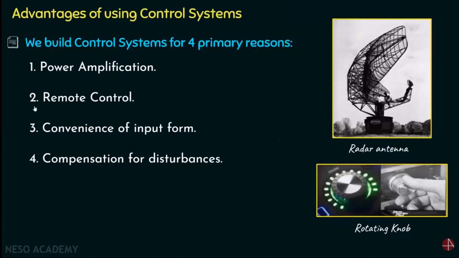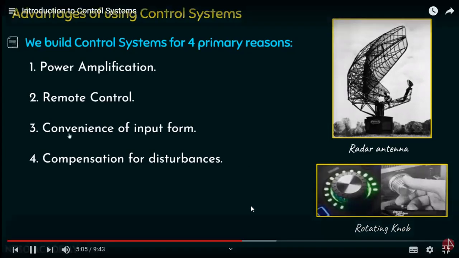Now let's move on to the third reason, which is convenience of input form. Again, whenever we need to rotate this antenna, we are rotating this knob or we are repositioning this knob. In this way, we are changing the form of the input. We can have one more example in this case. Suppose we are inside air-conditioned room and we need to decrease the temperature inside the room. Then in that case, we will use the remote control to decrease the temperature of the air conditioner. So in this way, the control systems are also useful to provide convenience by changing the form of the input. In this way, we are done with the third reason.